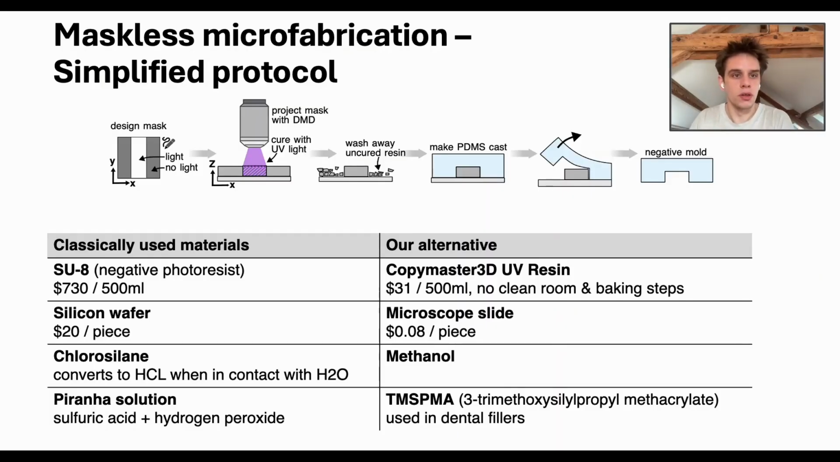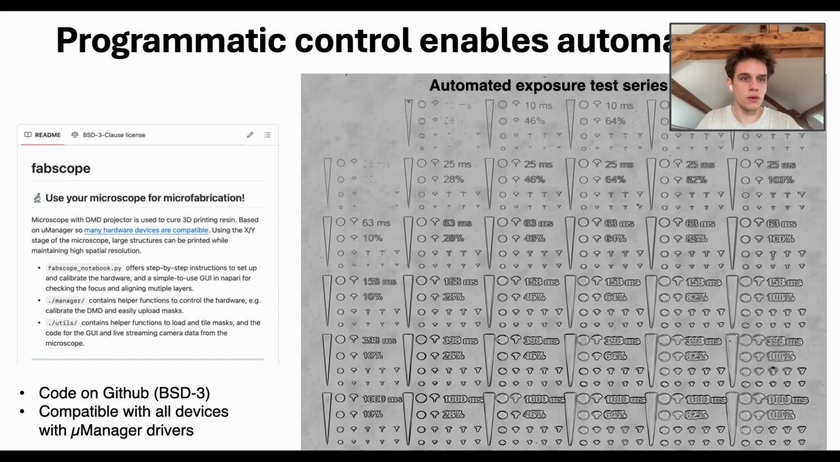For the protocol, what's cool is that we were able to replace a bunch of the expensive reagents. So, for example, instead of SU8, which is the classical photoresist, we use off-the-shelf 3D printing resin. We print on microscope slides directly instead of using silicon wafers, and we were able to replace a couple of the toxic chemicals to make the protocol nicer to use. And everything is controlled programmatically from Python.